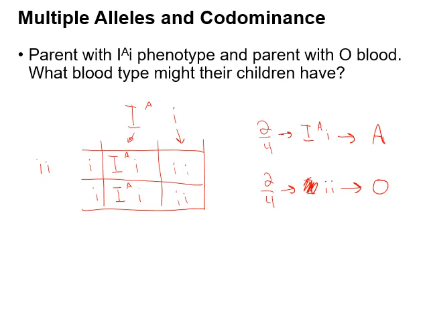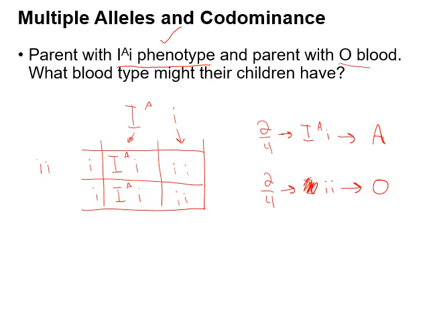So if you're the parent with the I capital A lowercase i phenotype, that's great for you because no matter which child you choose, you can take their blood, because all of their kids are going to have either A blood or O blood, and you can accept them both.